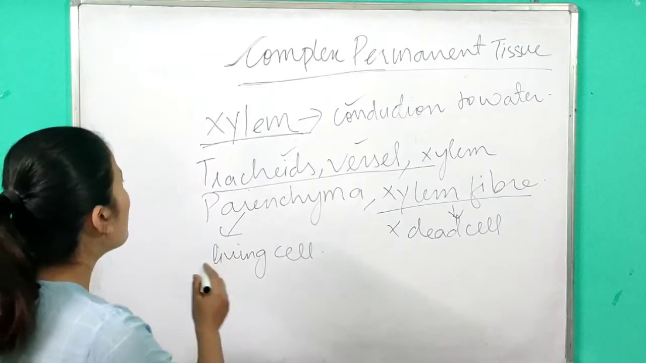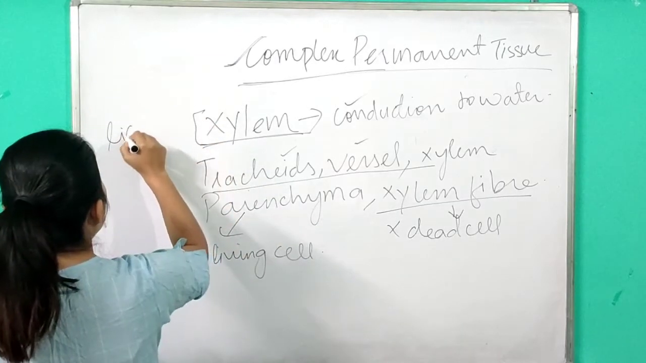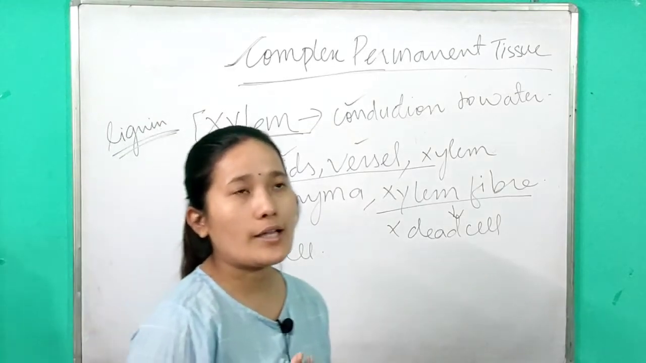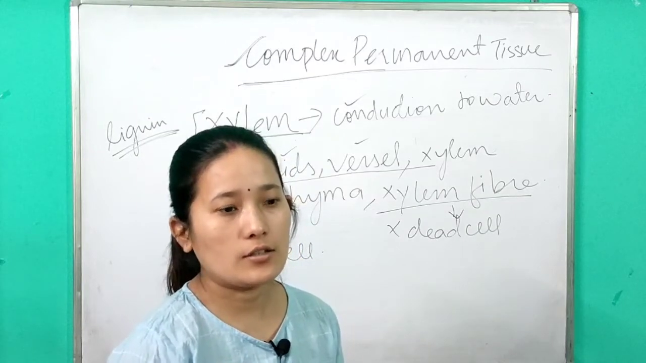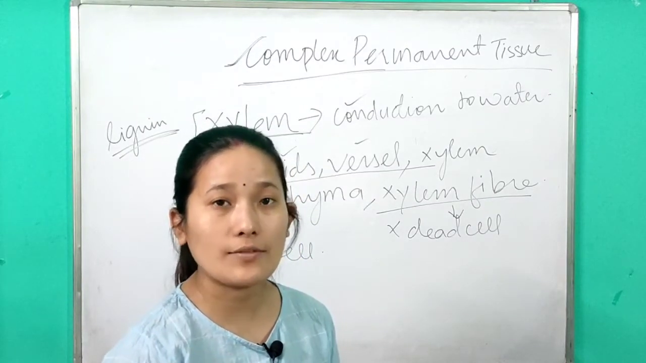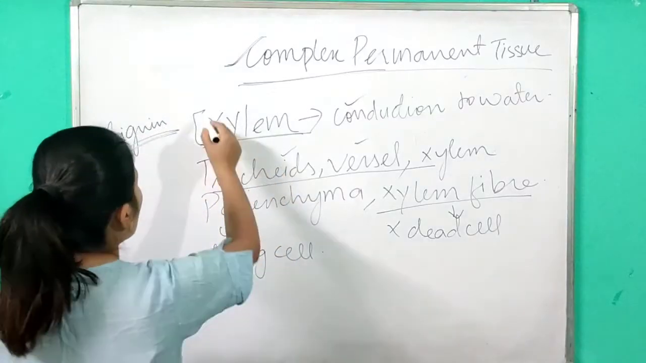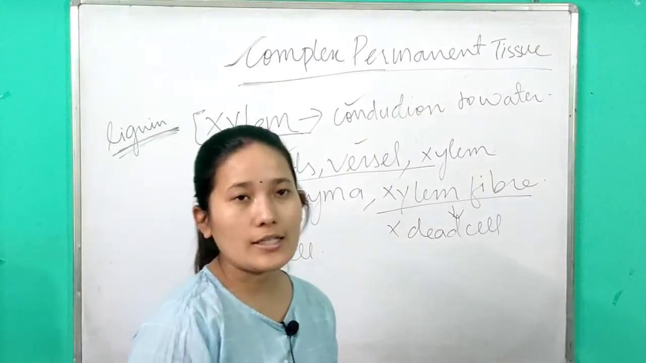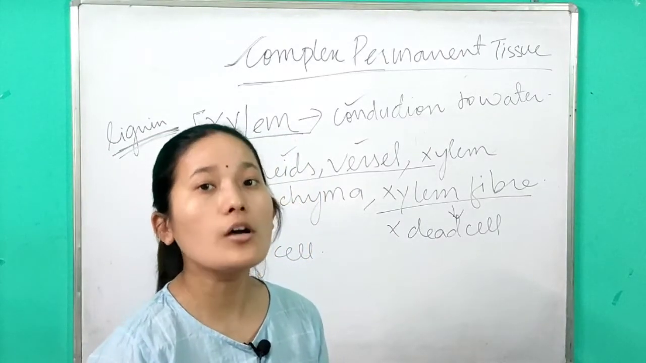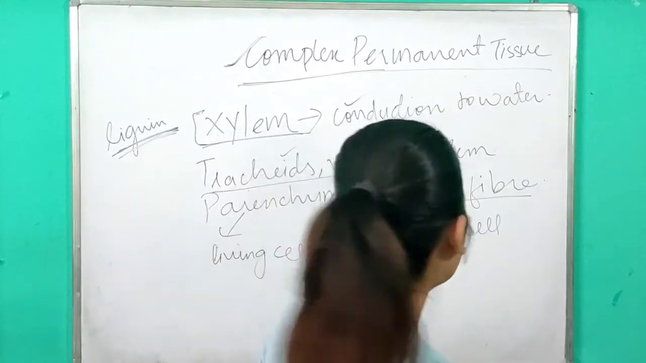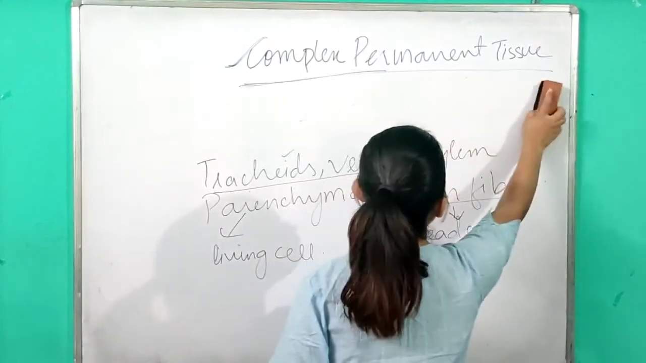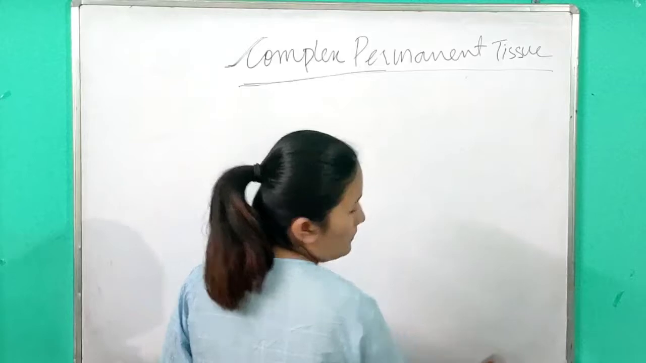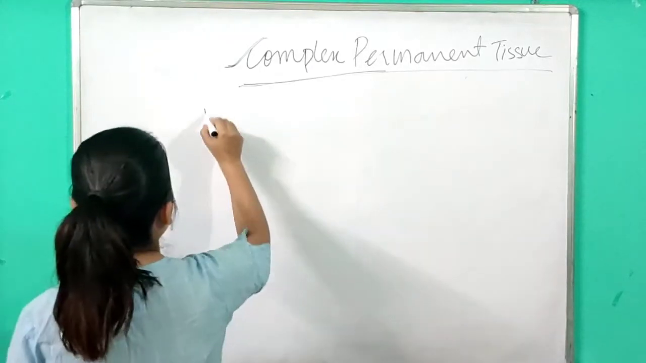Now since your xylem cell wall is made up of a component called lignin, and as we know lignin is a hard substance, it provides the plant its mechanical strength. So because of the presence of lignin, xylem also provides mechanical strength and rigidity to the plant. Now let's discuss the other type of complex permanent tissue. What is that? It's phloem. So remember the spelling properly, okay?